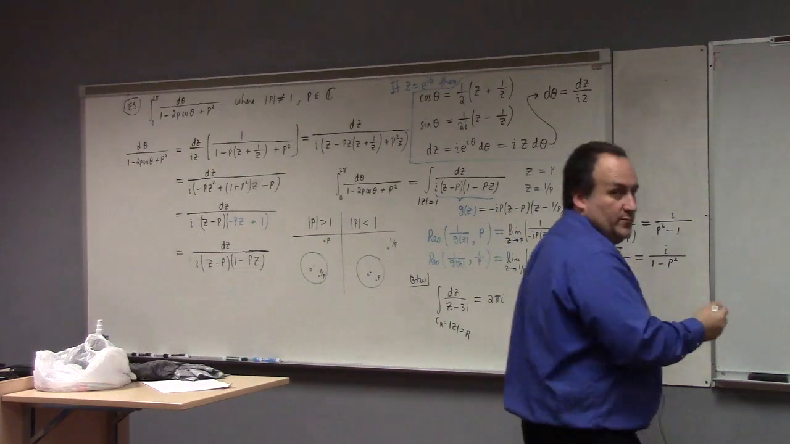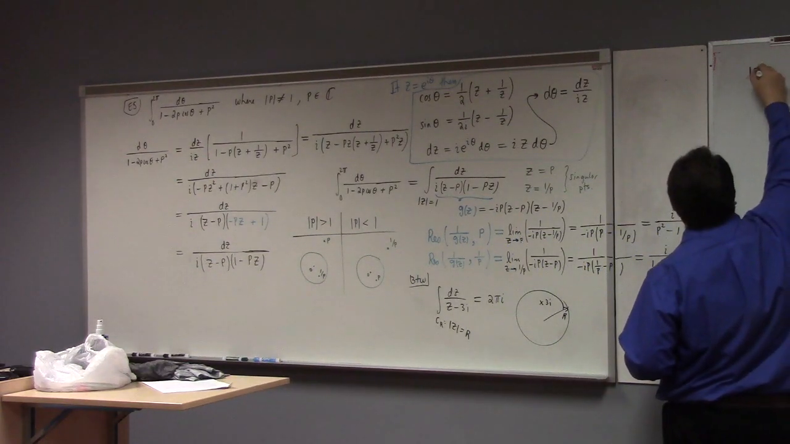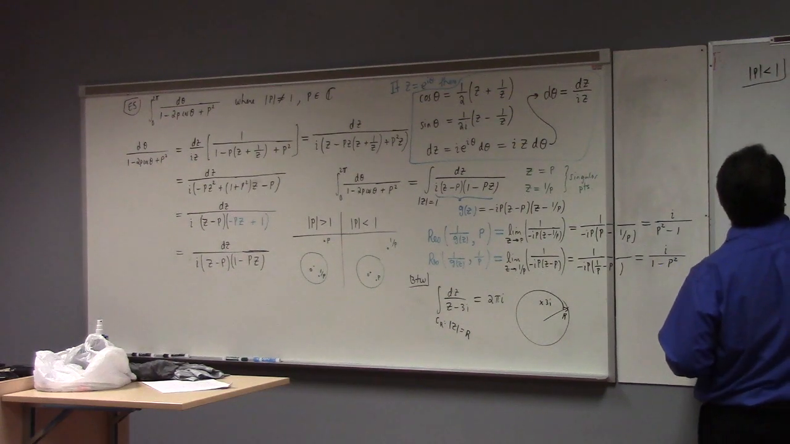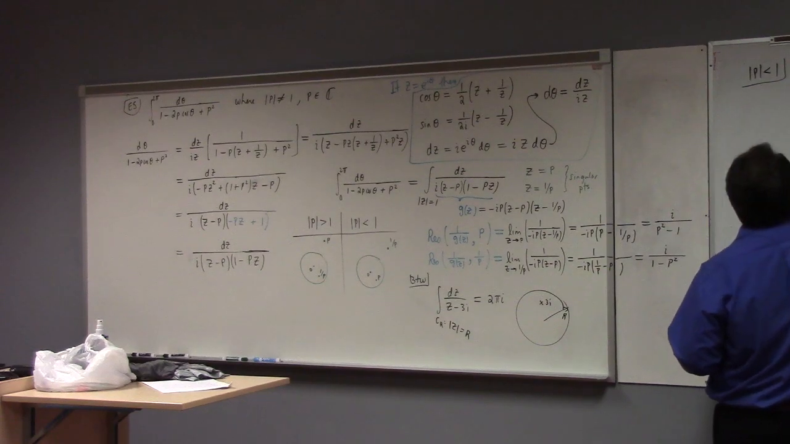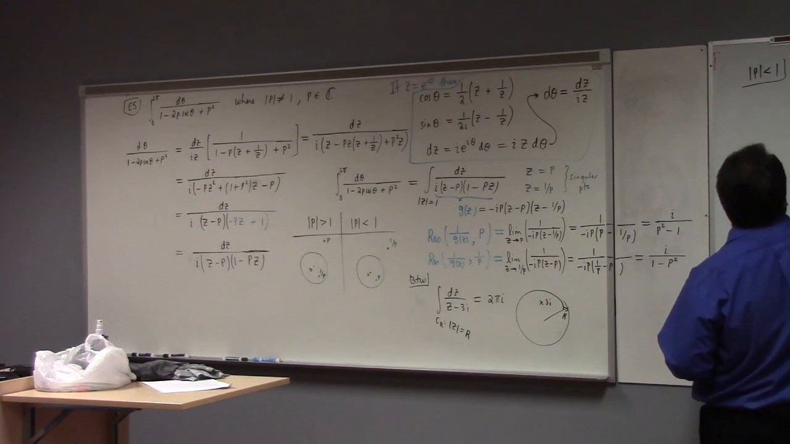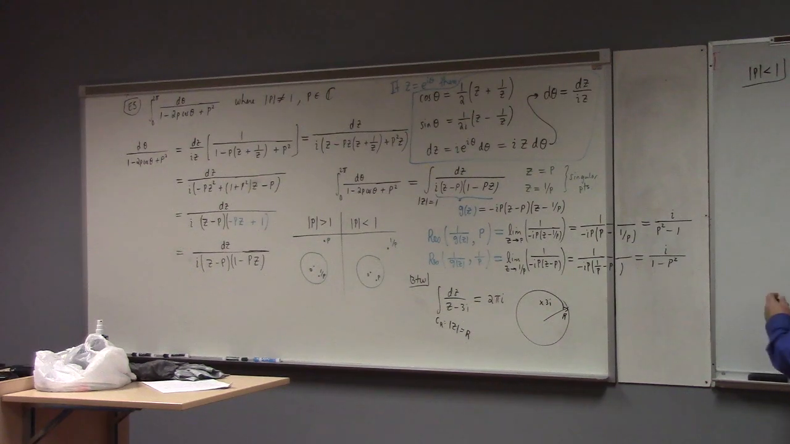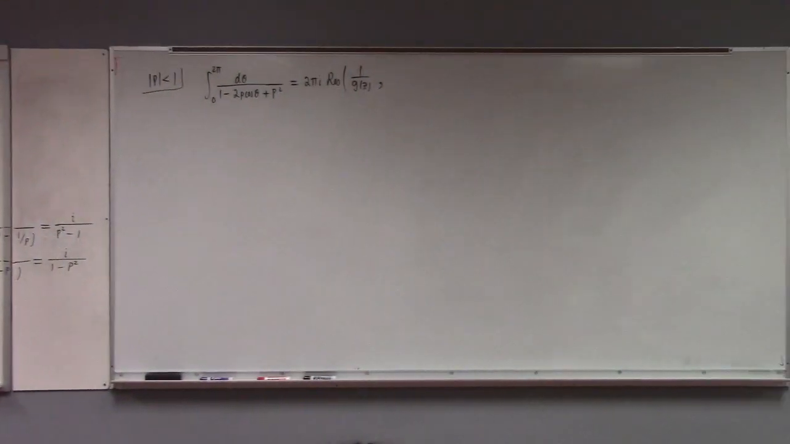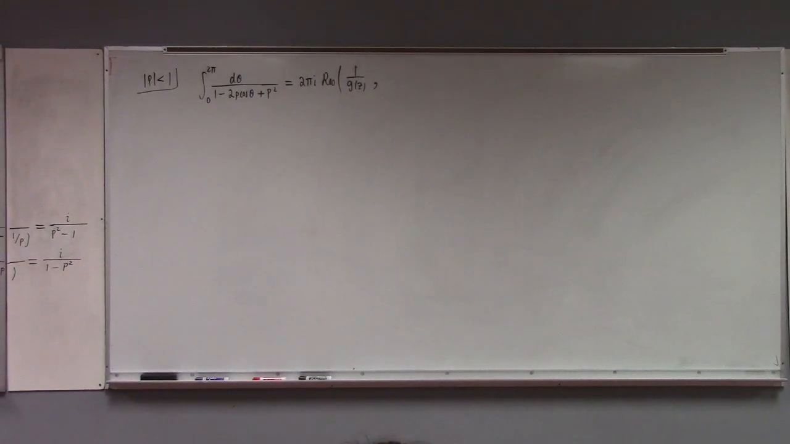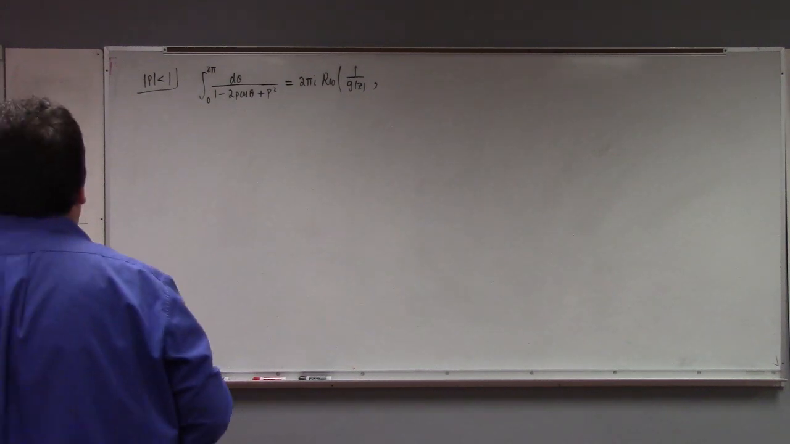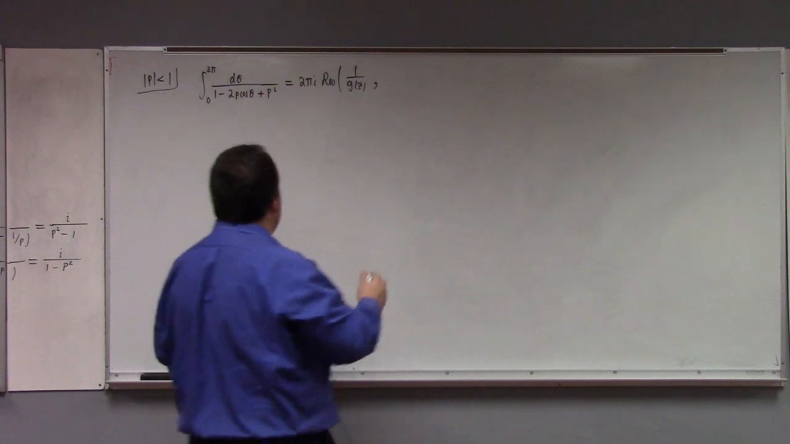All right, so putting it all together, we'll assume the modulus of p is less than 1 for our first go at it. The integral from 0 to 2 pi of d theta over 1 minus 2p cos theta plus p squared is equal to 2 pi i times the residue of 1 over g of z at where, in this case? p, since p is less than 1. And p is the one that's inside the unit circle. Very good.